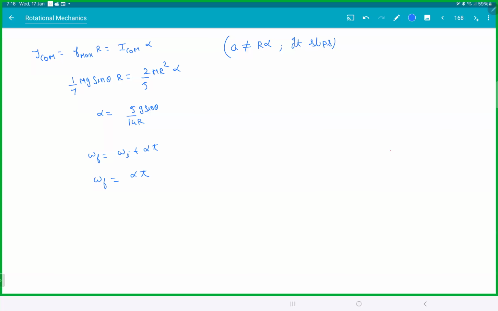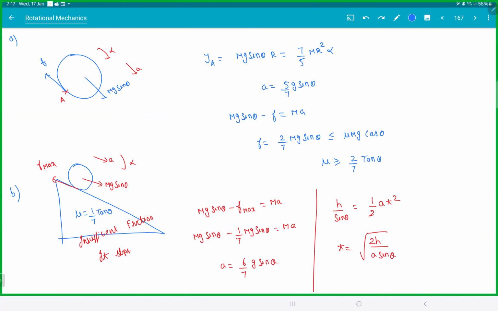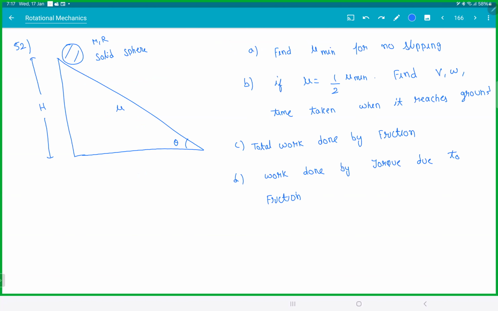Any doubts on this? No, Aditya, clear with this? Anika, clear na? Abhinav? Yes, okay. Ali? For this? Palaksh? Clear? Neil? Udian? Question अभी तक हुआ नहीं boss. Actual question बाकी है. Find work done by friction, total work done by friction, and work done by torque due to friction.